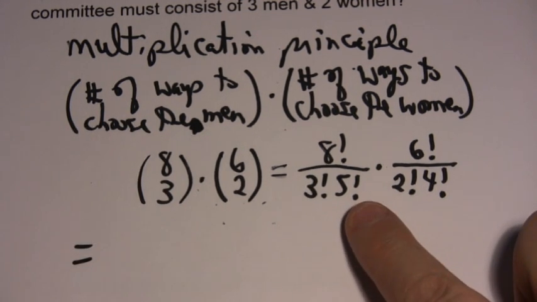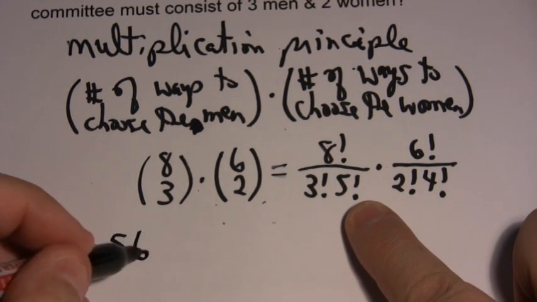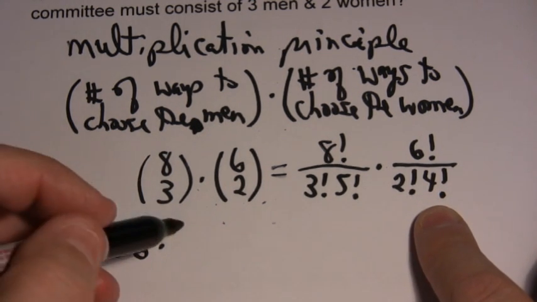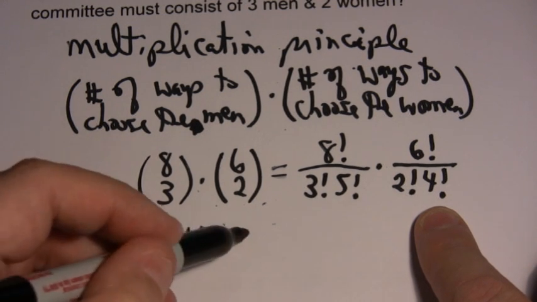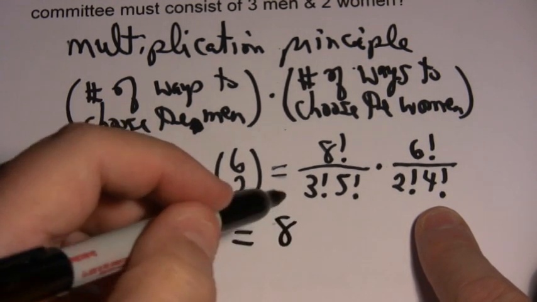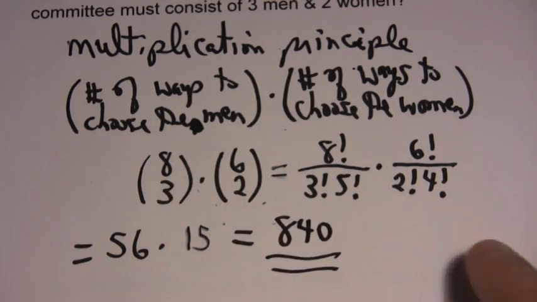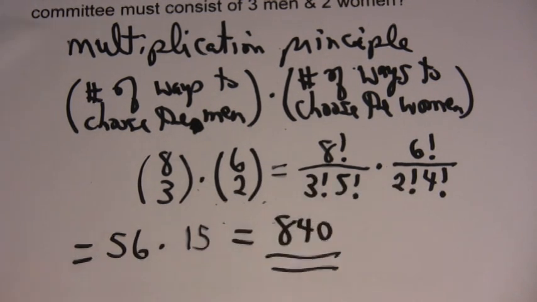It turns out that 8 factorial over 3 factorial times 5 factorial is 56, and 6 factorial over 2 factorial times 4 factorial is 15. So it turns out there are 840 different ways that you could choose a 5-member committee that had 3 men and 2 women if there are 8 men to choose from and 6 women to choose from. And again, don't just assume because you watched me do a couple of these that you know how to do them. Make sure you can get 56 for this one and 15 for that one using the computer calculator.